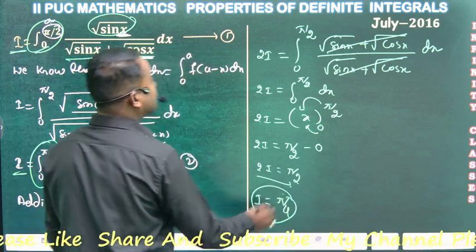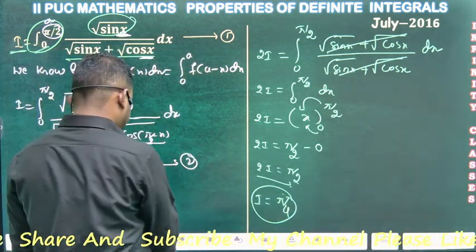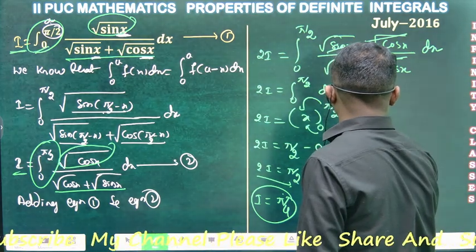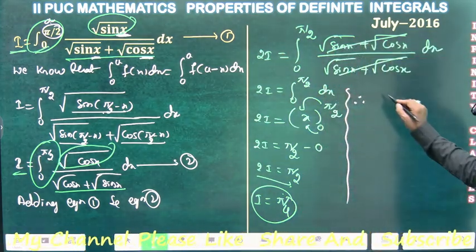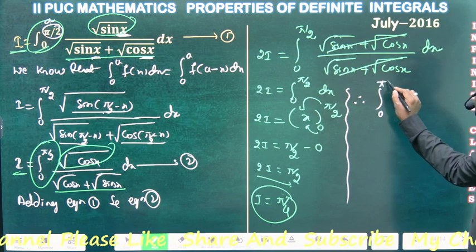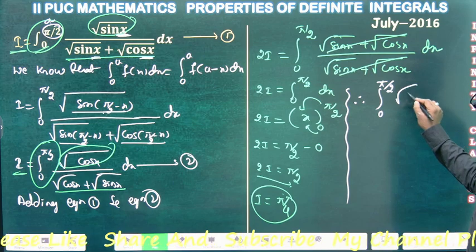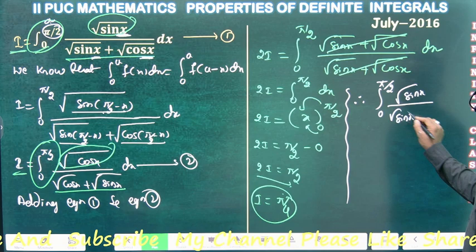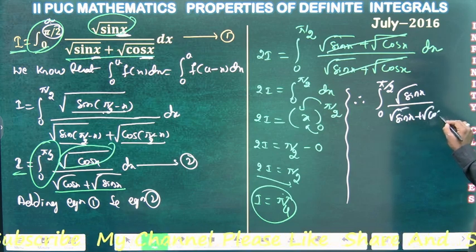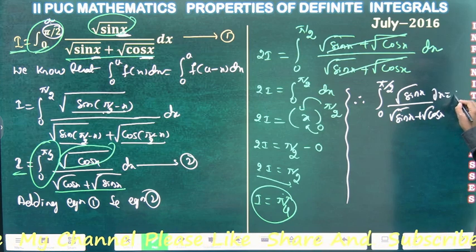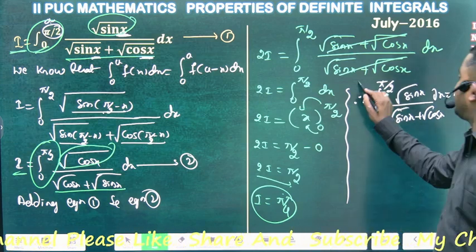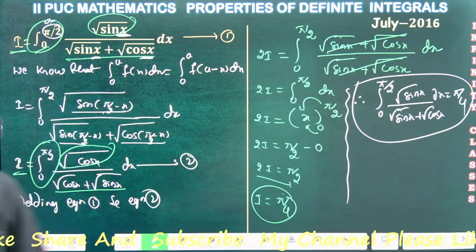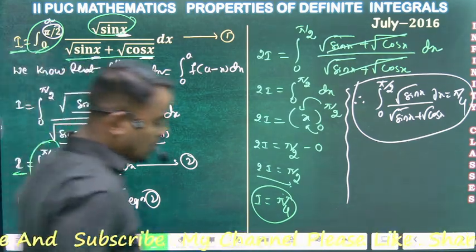So what is I actually here? That is I, so write equation 1. Therefore, lastly, writing the last step, the integration from 0 to 5 by 2 of root sin x divided by root sin x plus root cos x dx is equal to 5 by 4. This is the final answer for this question. So in this way we have to apply the property and solve the problems. So pause the video and note it down.